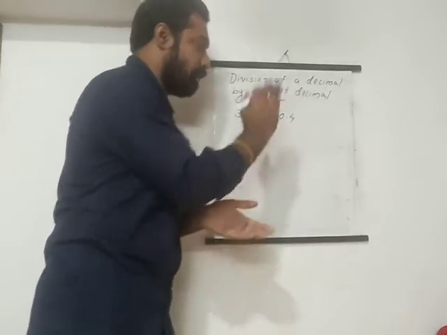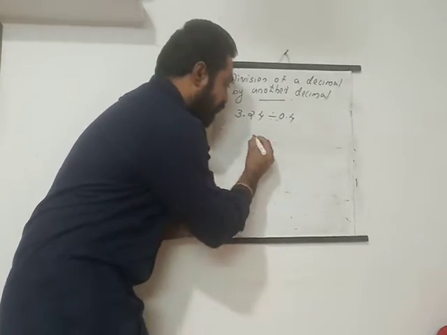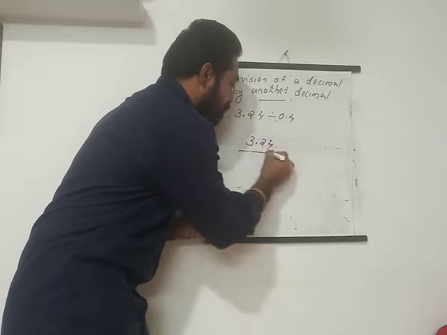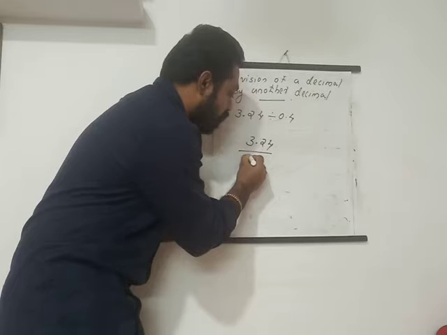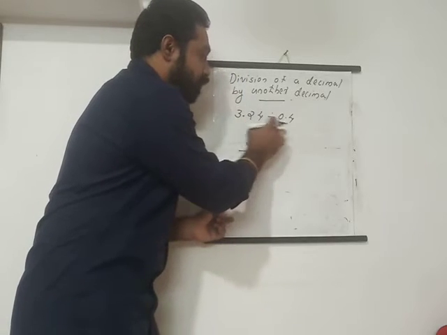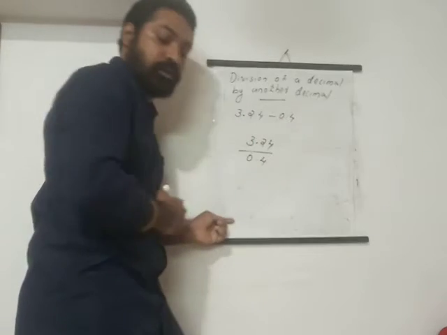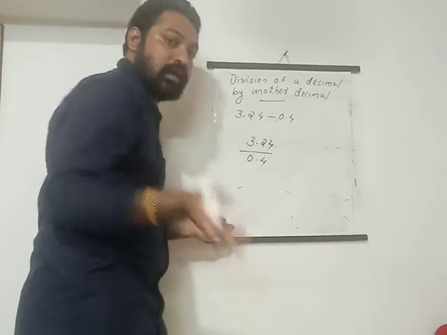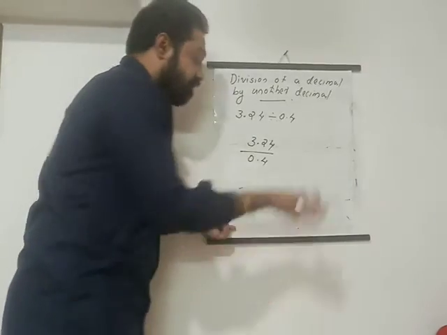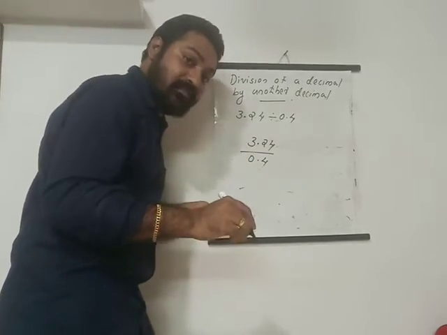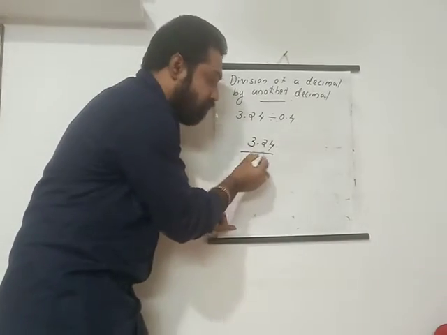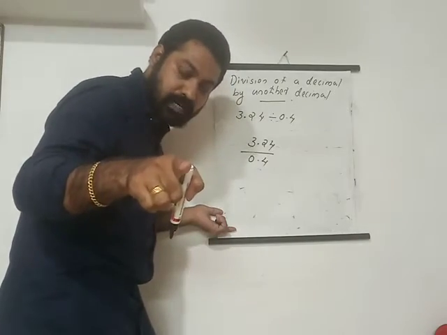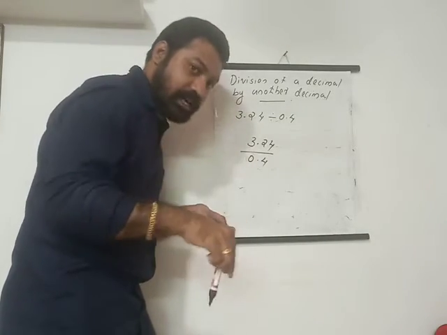Whatever it is, let me solve it. First we have to write it this way: 3.24 divided by 0.4. We can write it this way also. So what is the next step? We studied division of a decimal number by a whole number, isn't it?